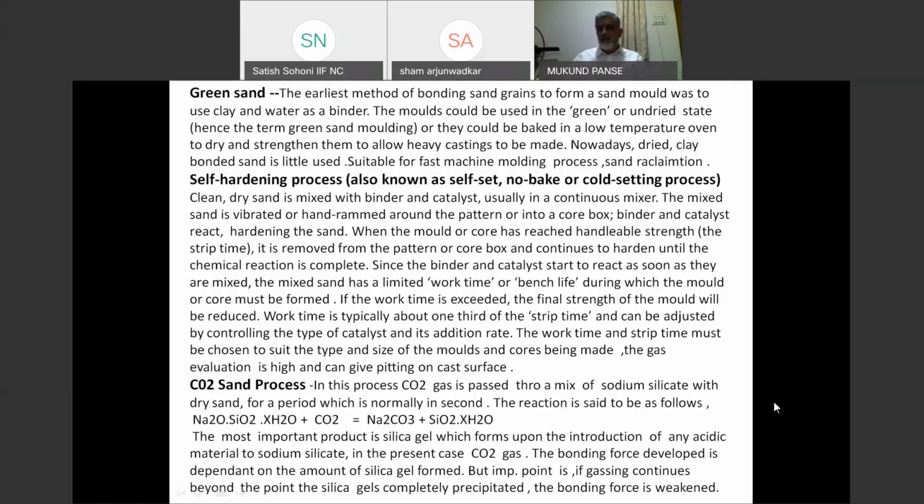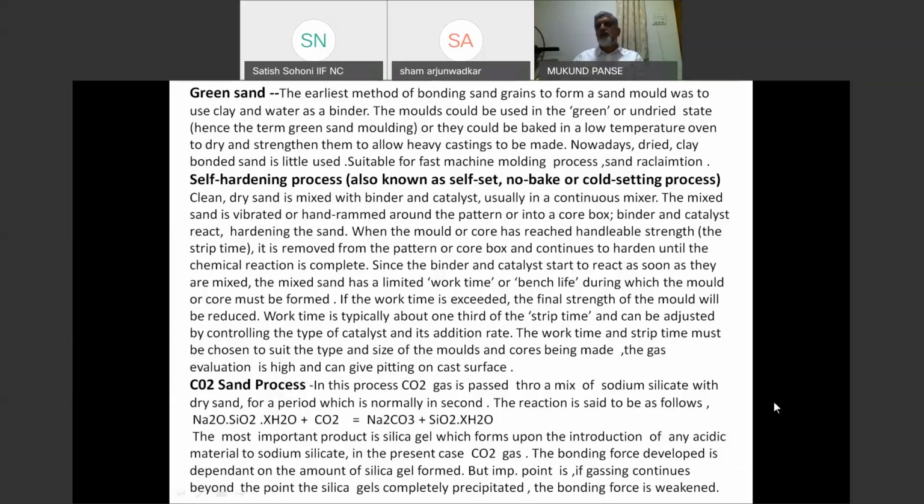The clay develops a layer on the grain. When the grains are rammed and formed together, some strength develops, though the strength is very low. This is a very fast process of molding. Since no gassing is required like in the CO2 process, and there is no waiting for the self-hardening process, it is the cheapest process.